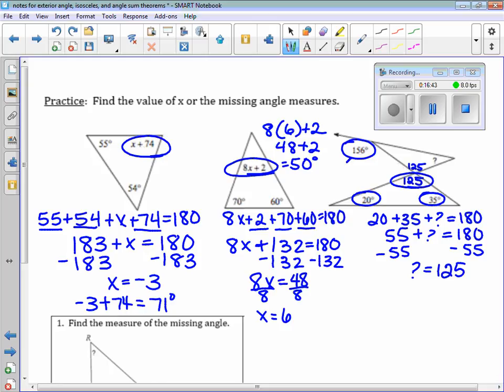But because this is an exterior angle, I know that it is equal to the sum of the two opposite angles, which are this one and this one. So now I have the question mark plus 125 equal to 156. Subtract 125. And 156 minus 125 is 31 degrees. So the missing angle that they asked me for is 31 degrees.